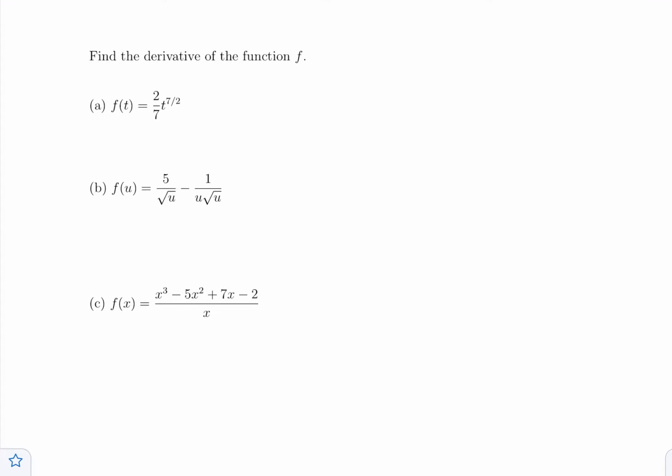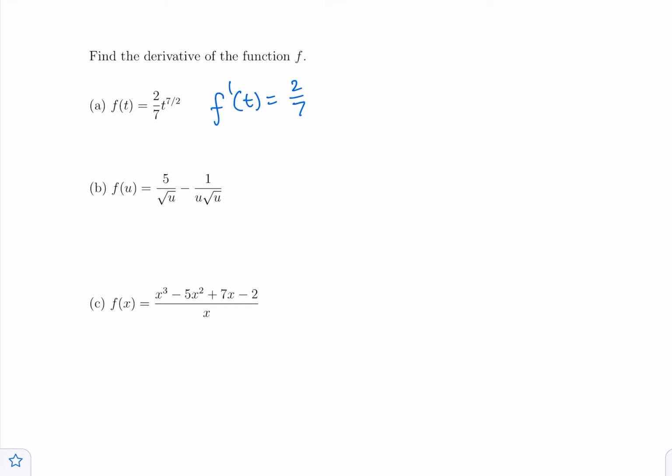Find the derivative of the function f. In part A, our function is given in terms of variable t. The function is 2 over 7 times t raised to 7 halves. So its derivative will be then, this constant just survives, 2 over 7.